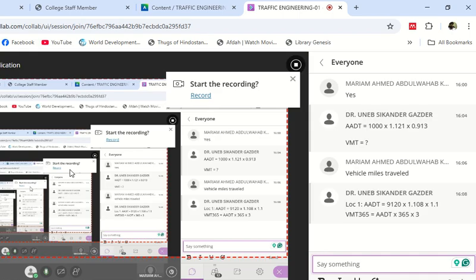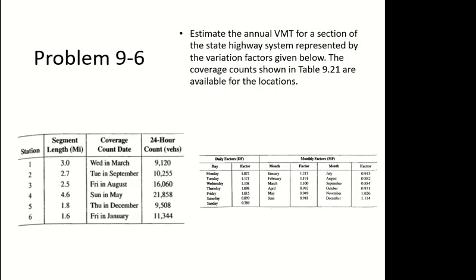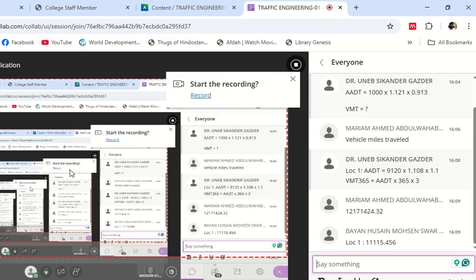Can you give me these values? So this is the VMT, right? For the second location, the values are not matching. I believe this one is ADT and then the 121 is the VMT.